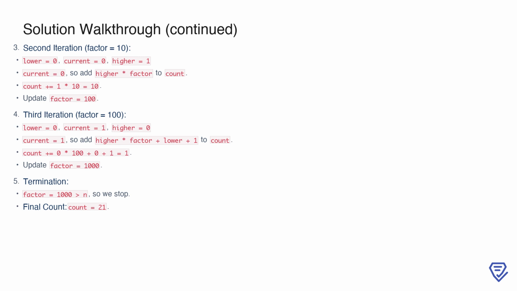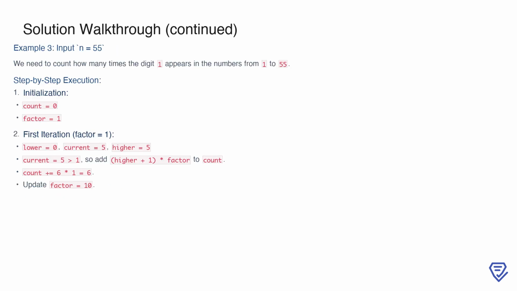In the third iteration, with factor at 100, we calculate lower as 0, current as 1, and higher as 0. Since the current digit is 1, we add higher * factor plus lower plus 1 to count. This adds 1, making the total count 21. Finally, we update factor to 1000, which is greater than n, so the process terminates. The total count of digit 1 in numbers from 1 to 100 is 21.